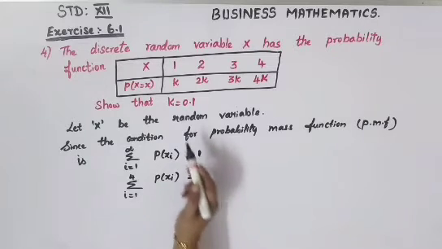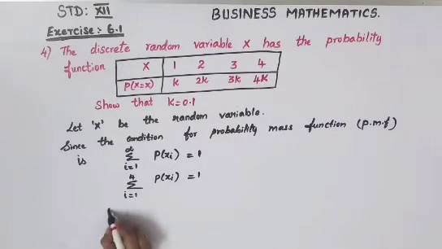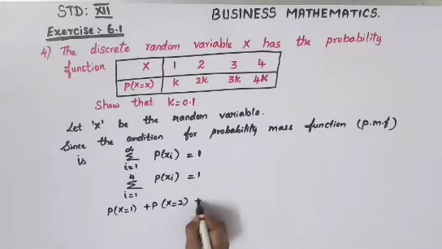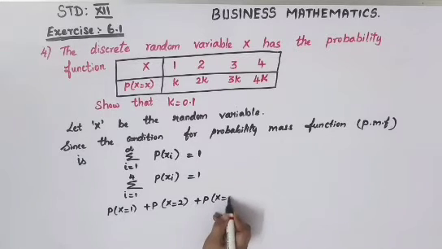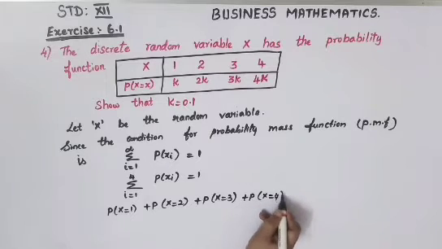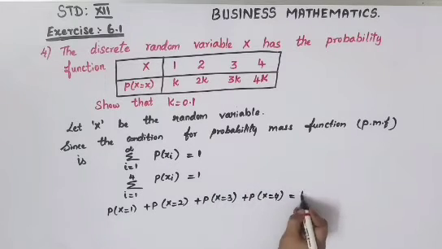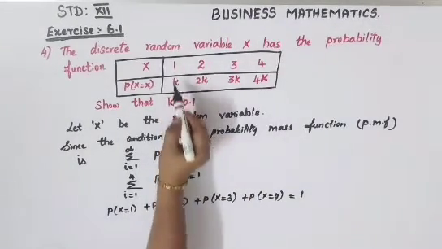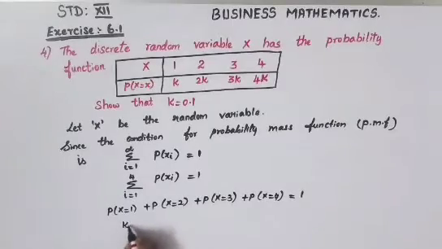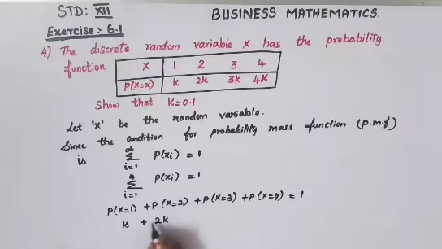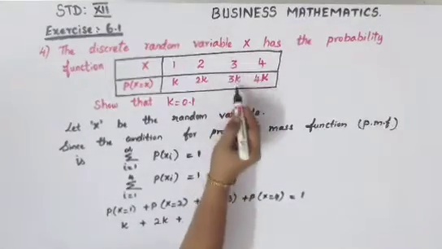So now all the summation you have to write, that is P of x is equal to 1 plus P of x is equal to 2 plus P of x is equal to 3 plus P of x is equal to 4. That is equal to 1, so you can declare that is equal to 1. Now the values you will have to substitute. So when x is equal to 1, the value is k. So k plus when x is equal to 2, it is 2k. So plus 2k plus next is 3k.